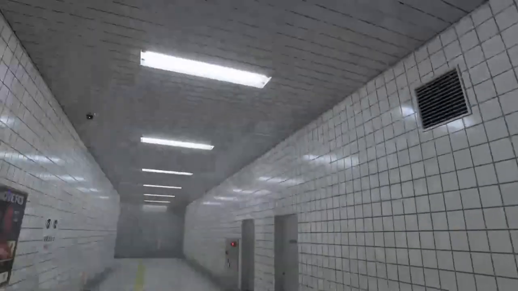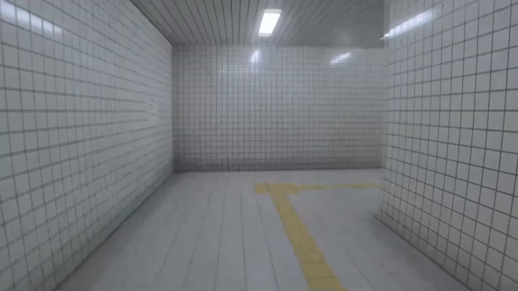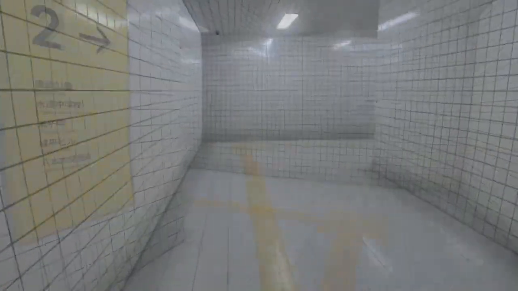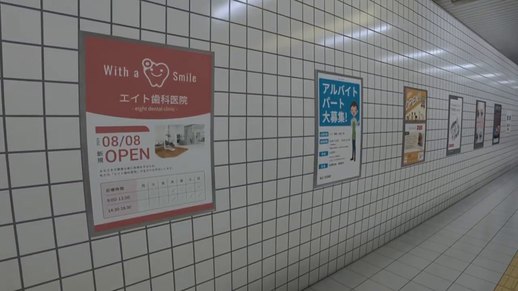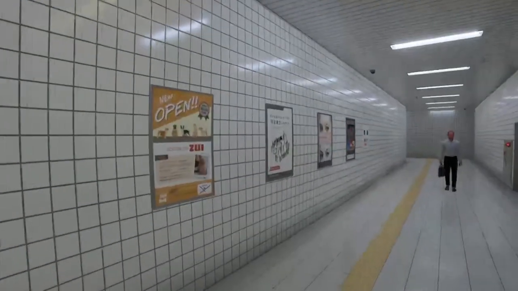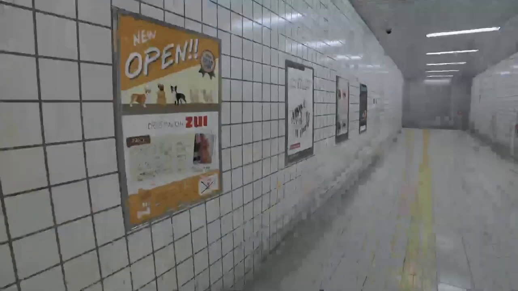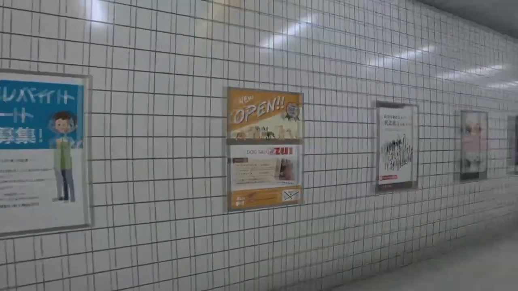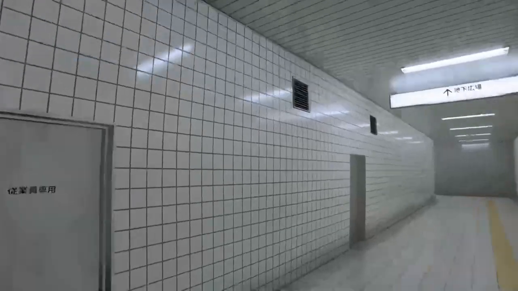Okay, that's the same. Okay, there's an abnormality right there. You see the red light? Haha. Okay, that's normal. Mm-hmm. What are you doing, buddy? It looks normal. I don't see anything different this time around.